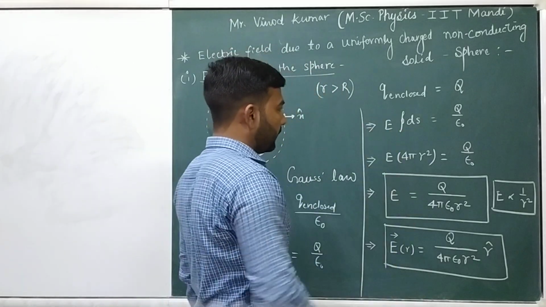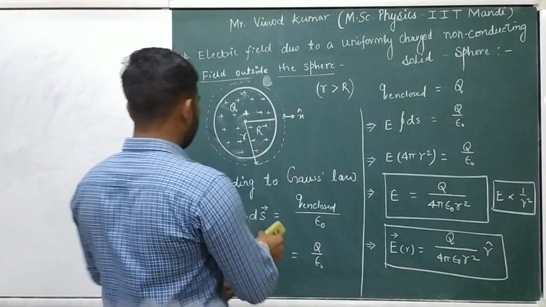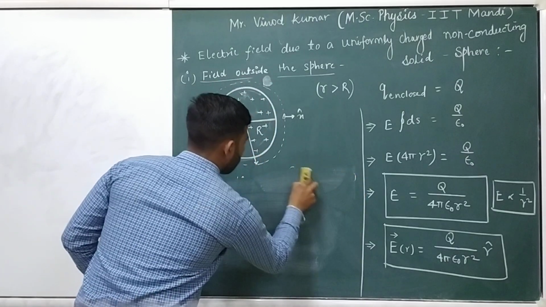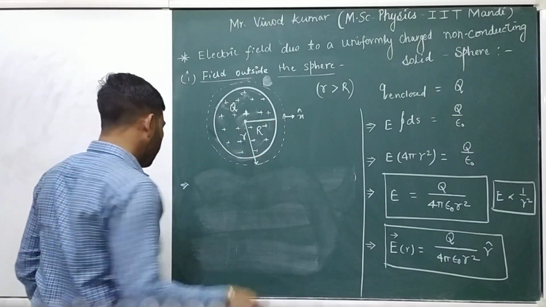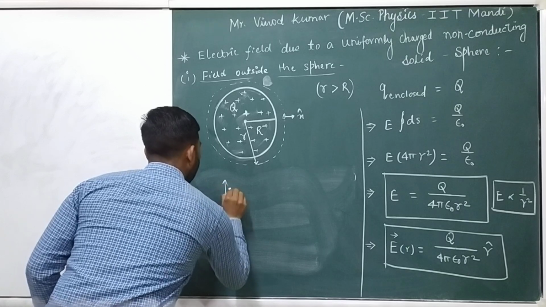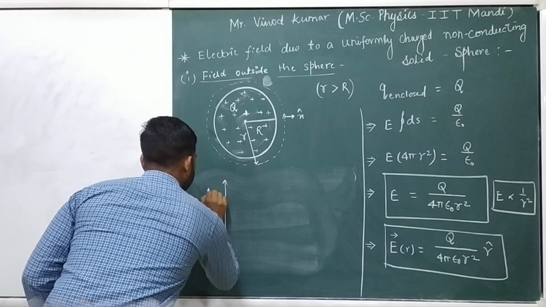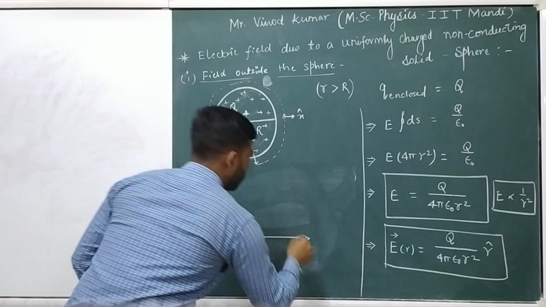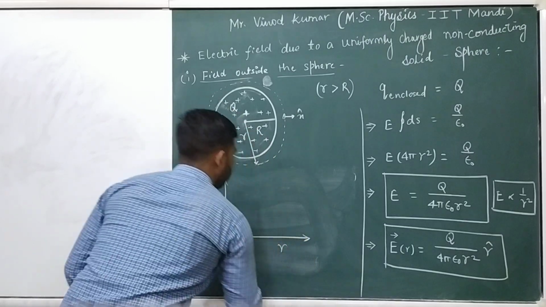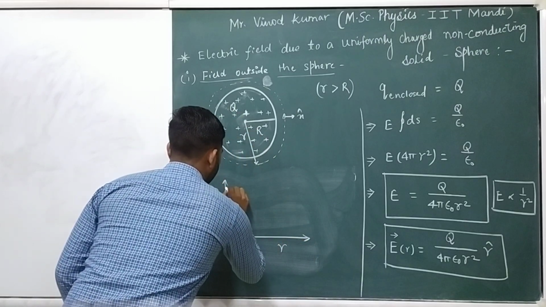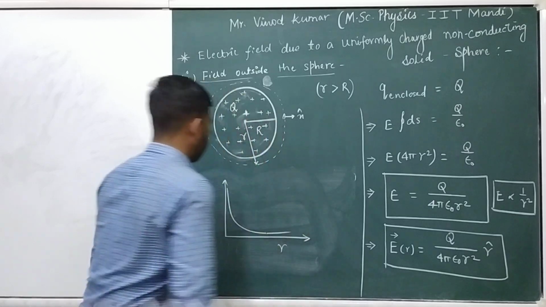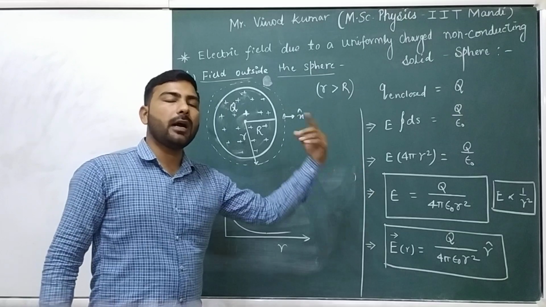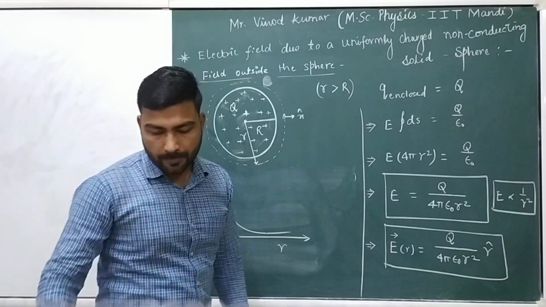And if you want to draw the graph, it will look like this: on the y-axis we draw the electric field, and on the x-axis, the horizontal axis, we take the radius. This is the type of graph which we get for the electric field outside the solid sphere.